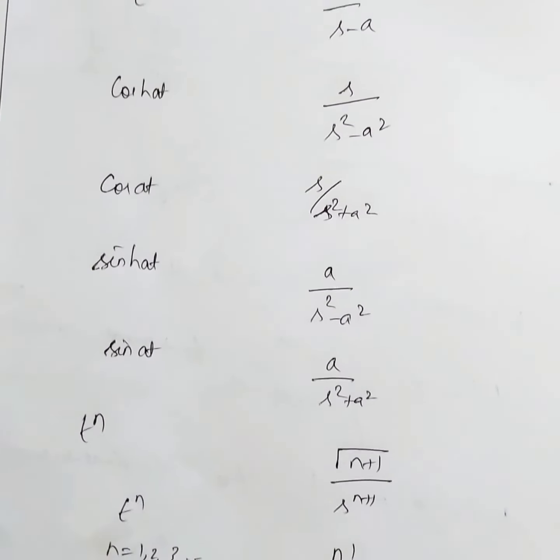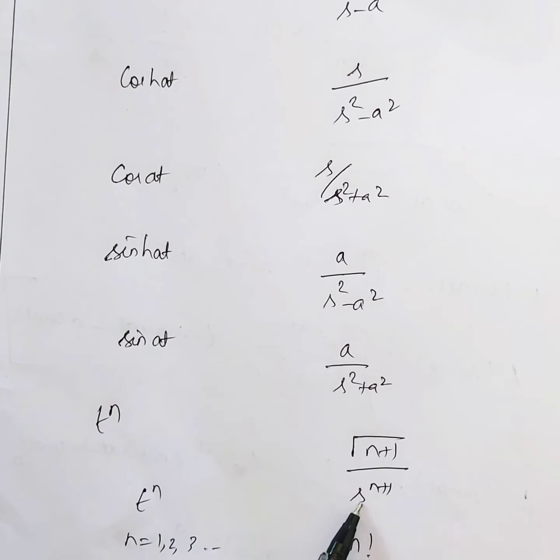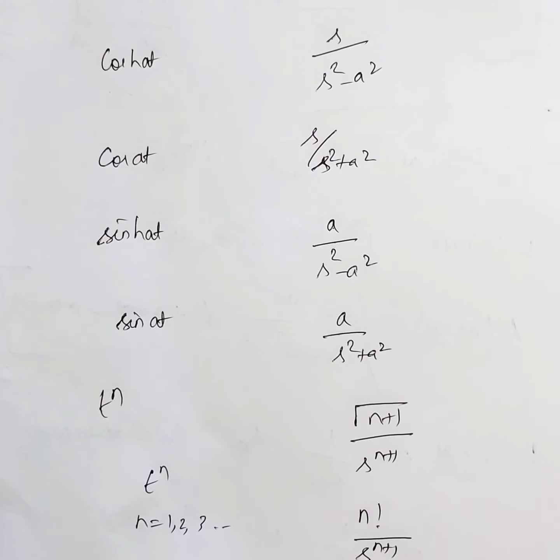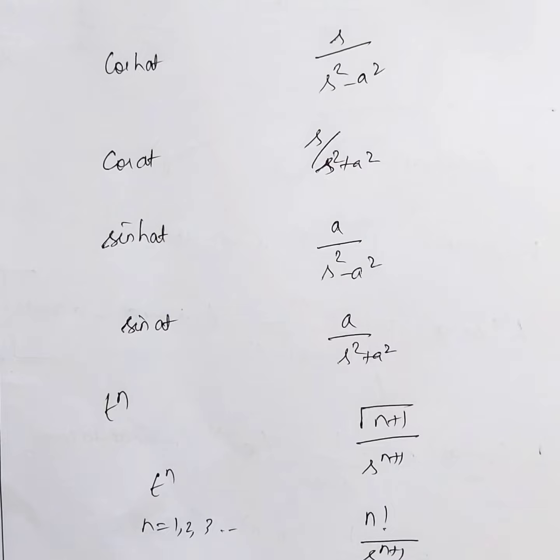And Laplace of t power n, just now we saw gamma of n plus 1 by s power n plus 1. But when n is equal to 1, 2, 3, in that case I can use the formula n factorial by s power n plus 1.